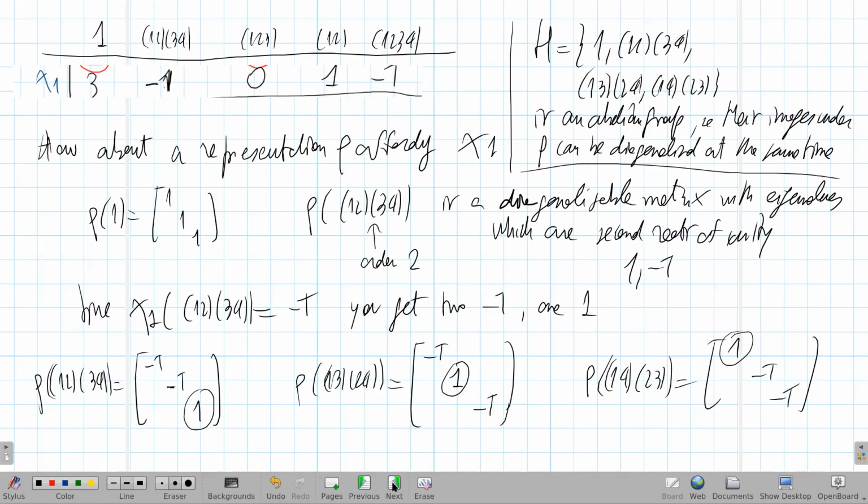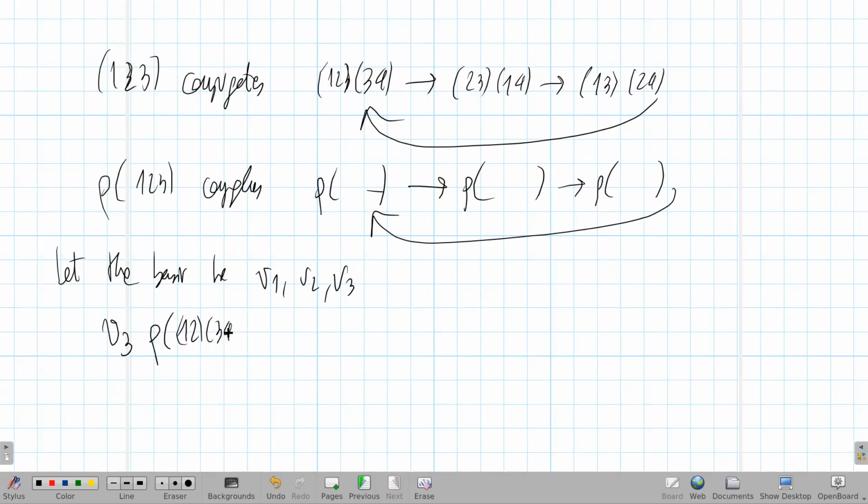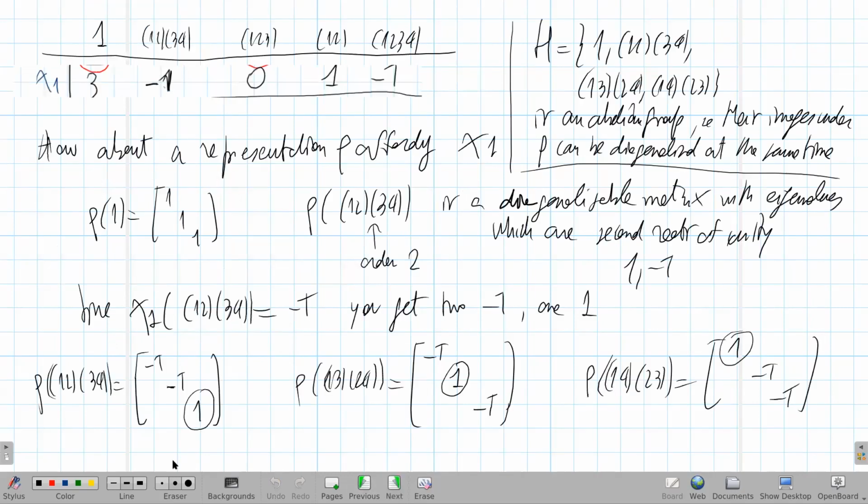Okay, let's see this detail, and then I'll skip the rest, which is complicated. So give a name to the basis. Let the basis be V1, V2, V3. Okay. So we see how you build. I won't go into all the details because our time is up. So you know that V3 rho of (1 2 3 4) is V3, so it's fixed. Okay, let's look here. The third element here is fixed by this.